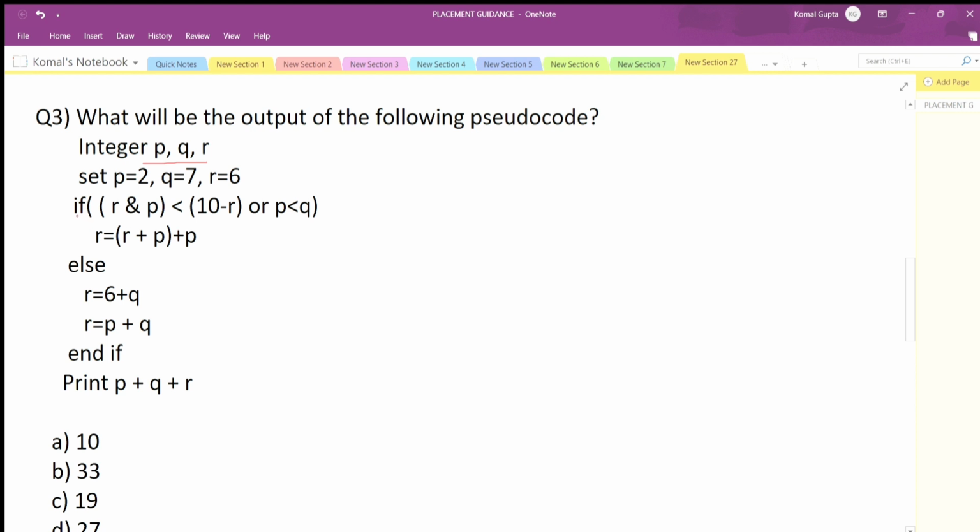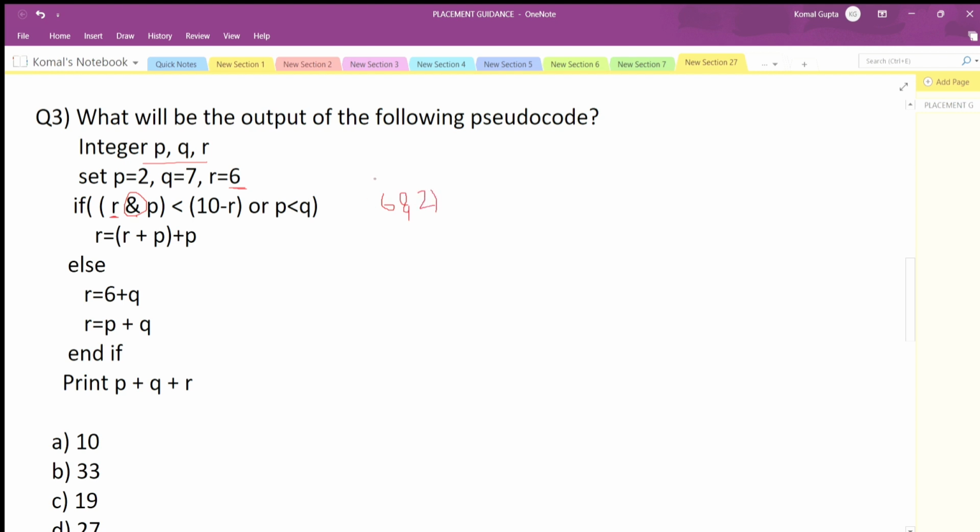Now what it is doing, it is checking the condition that if is r, and this is a bitwise AND operator. So if it is a bitwise AND operator, first we have to convert these variables, like the value of these variables, into its binary equivalent. Then only we can calculate it. So the value of r is 6, and it is showing bitwise, and then p. So the value of p is 2.